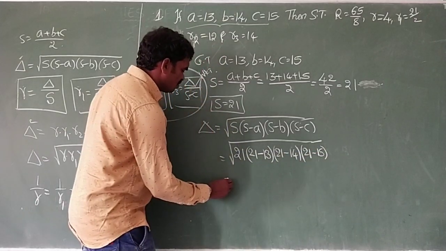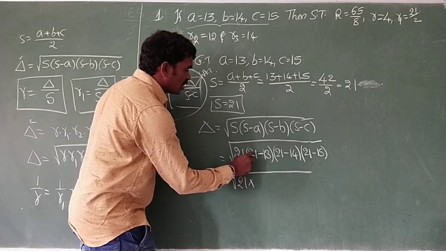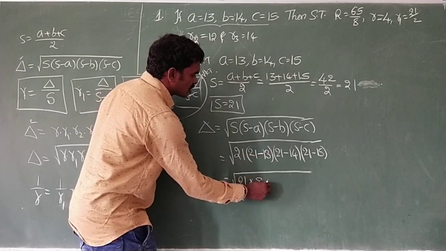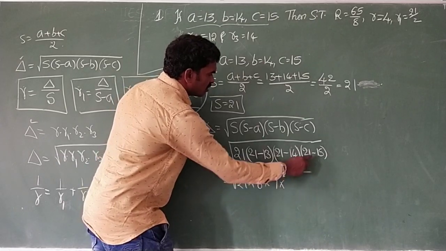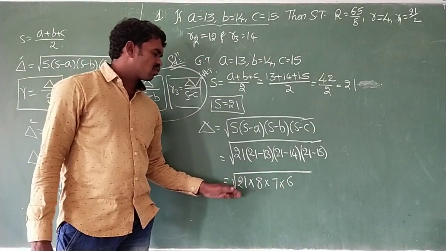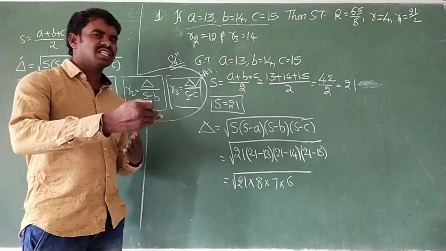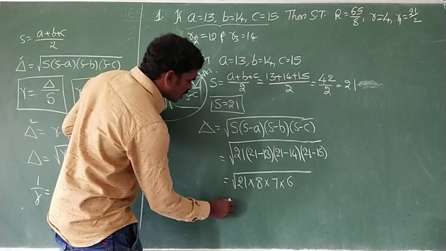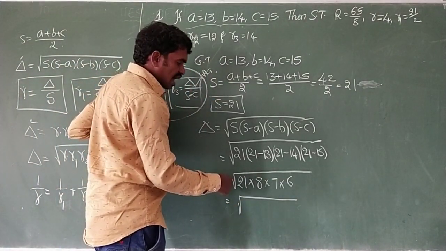So this is equal to the root of 21 into (21 minus 13) how much? 8. Into (21 minus 14) how much? 7. Into (21 minus 15) how much? 6. Now we should find the root of 21 into 8 into 7 into 6. If you multiply, it becomes very lengthy. So other than multiplying, we can simply find it by writing factors.